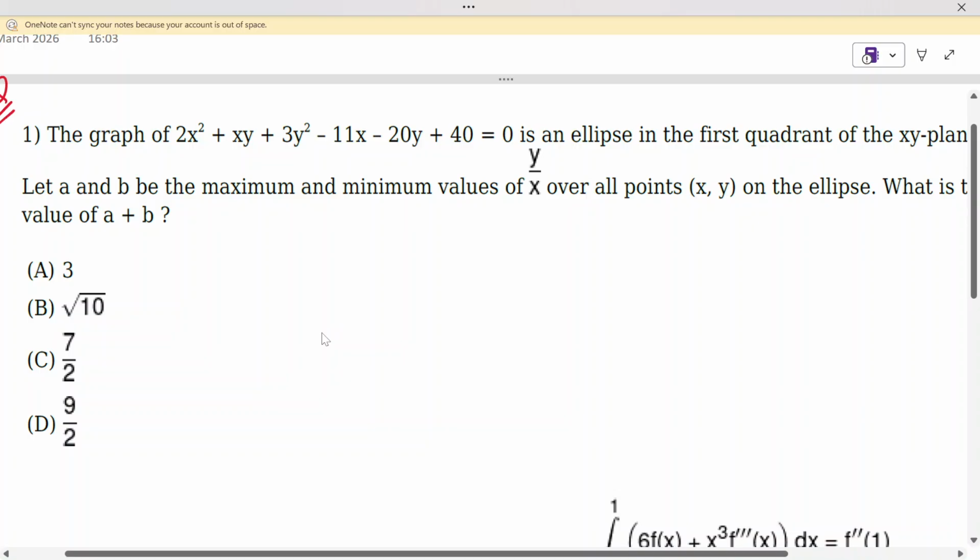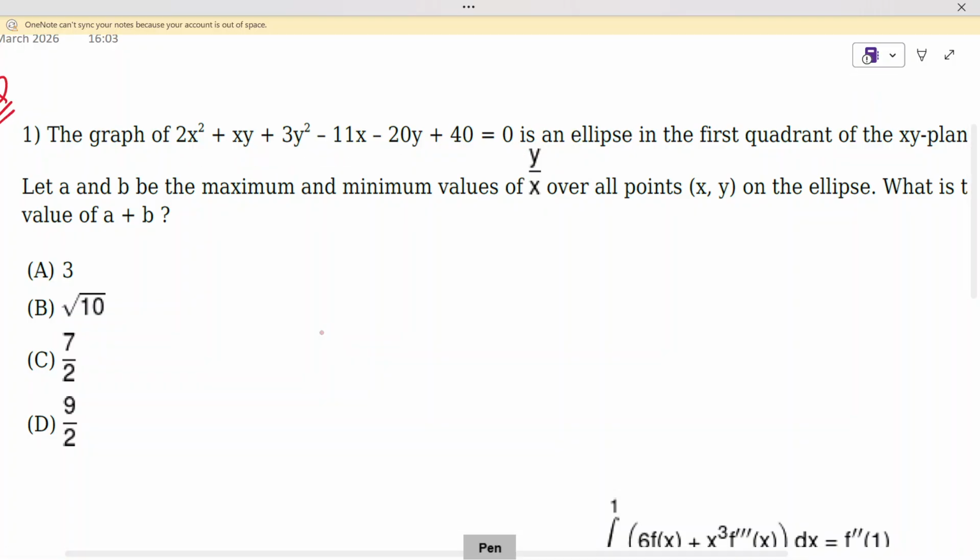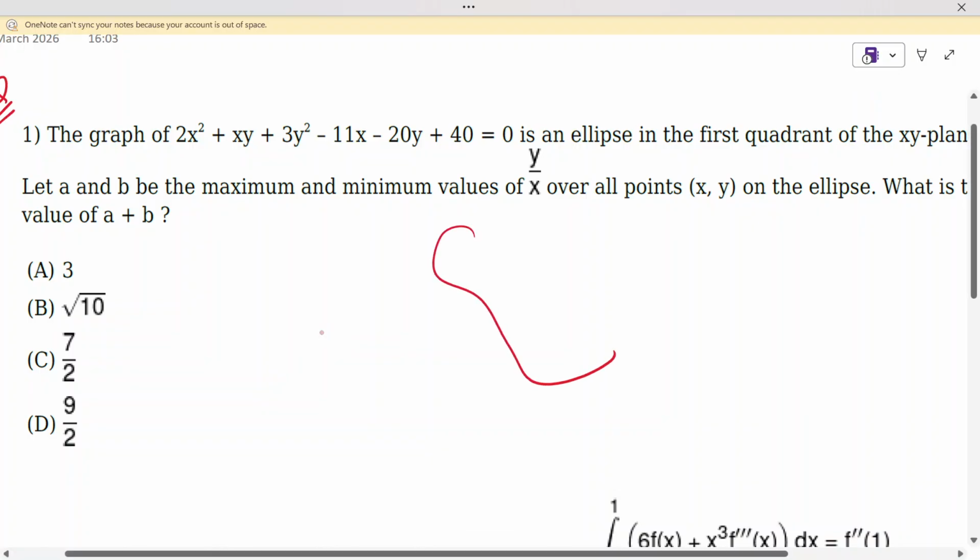So what we should do is understand this particular term, that is y by x. There is a particular curvature which is given, and let's say this is just a random curvature on this plane. We have to calculate the maximum and minimum of y by x.